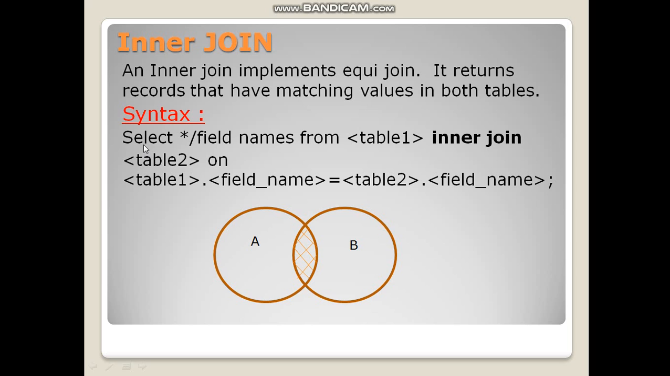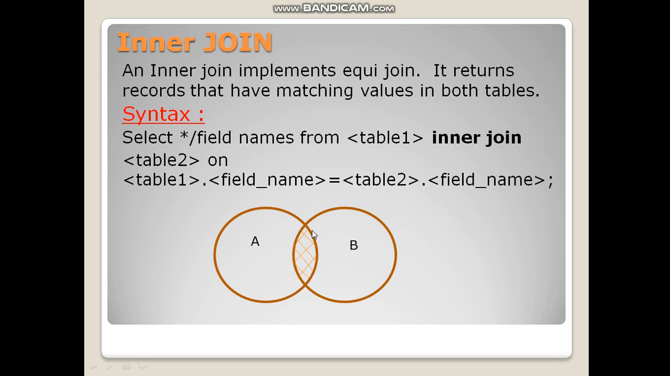So the syntax is what? Select, either you can write star, meaning all the fields from both the tables, or field names, definitely some field names you can use from both the tables, from table 1, then InnerJoin, then table 2 on the condition. If you have A as all the values, this is table A and this is table B. If I use this query, then it will give you this part, only the inner part of the values, which is common to both.